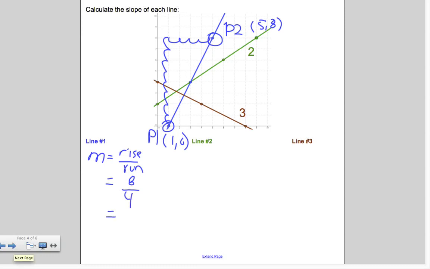Right. So what's my slope? 2. I thought it had to be a fraction or a ratio. 2 is a fraction. Remember, every integer is a fraction. We talked about this way back in the first unit. Every integer is a fraction. It just has a denominator of 1, right? We never write the denominator of 1.